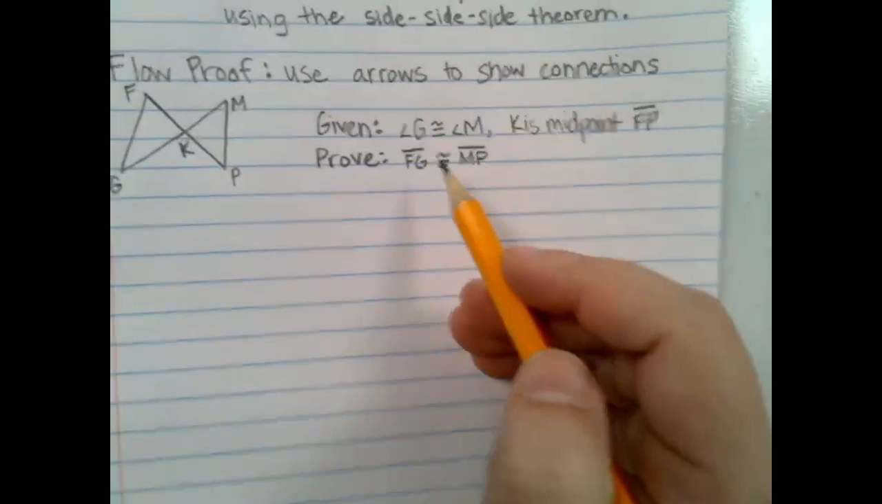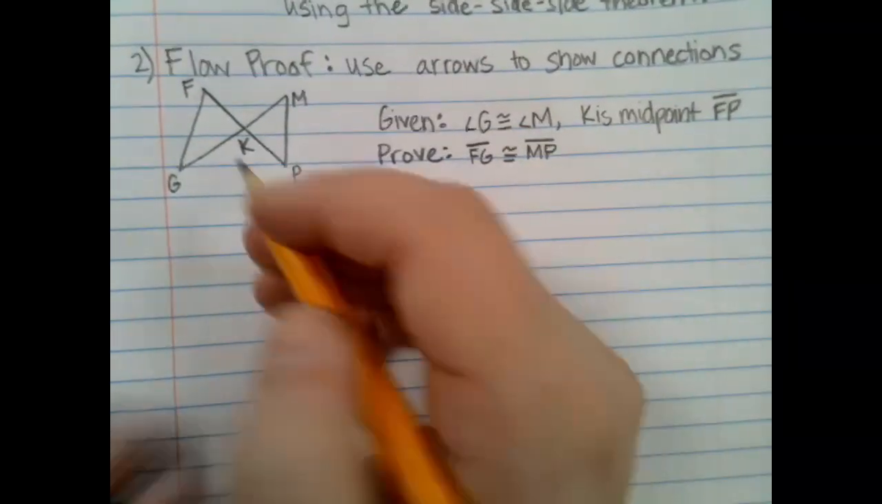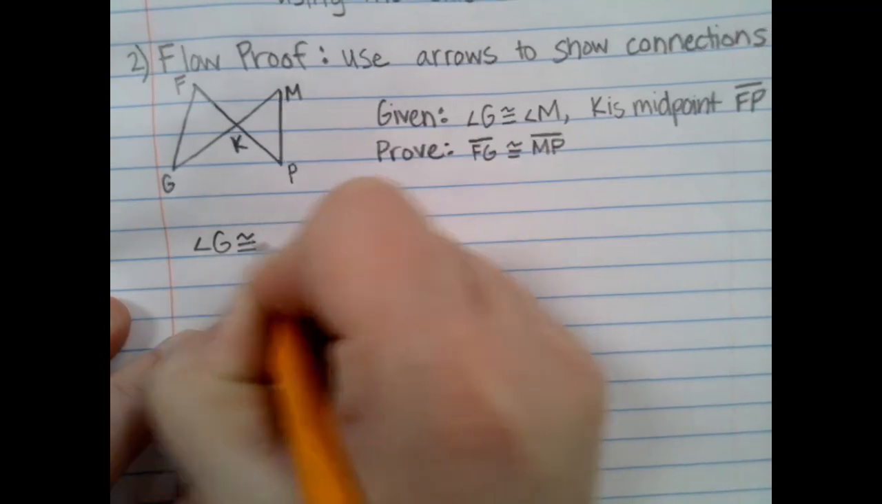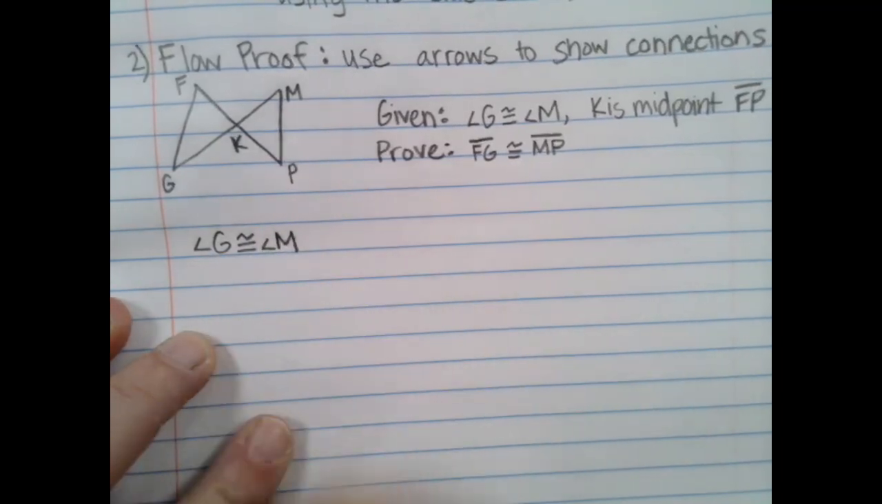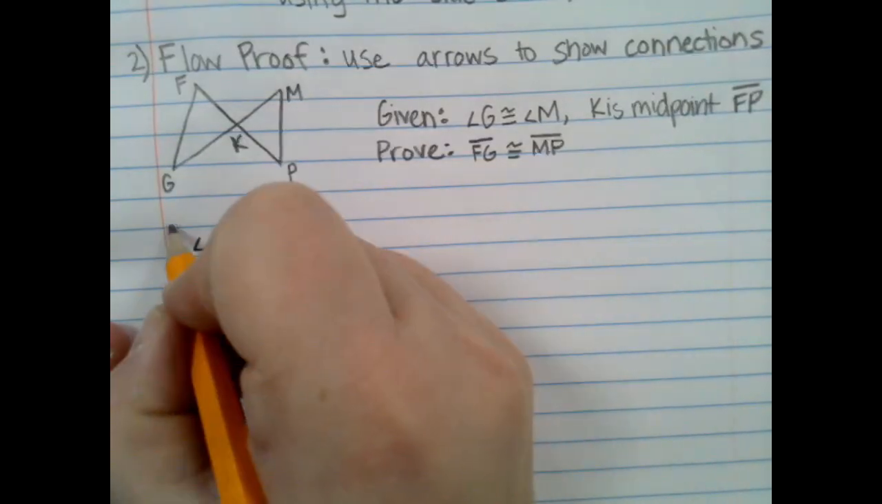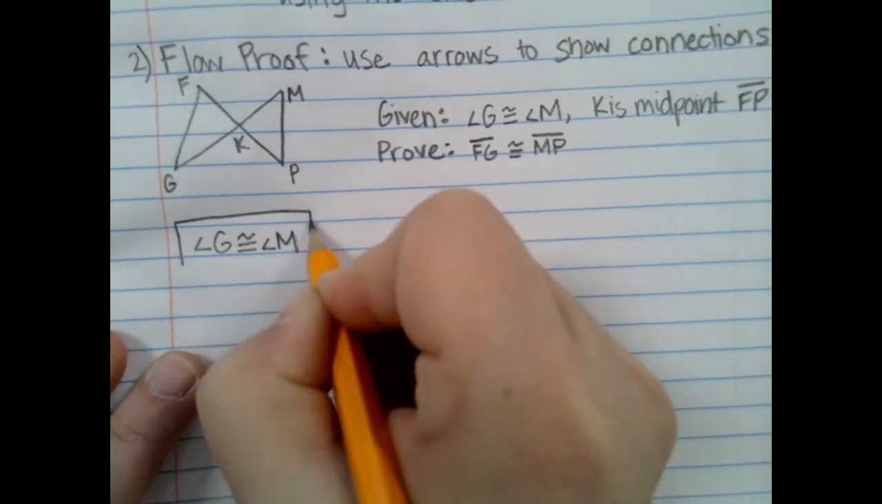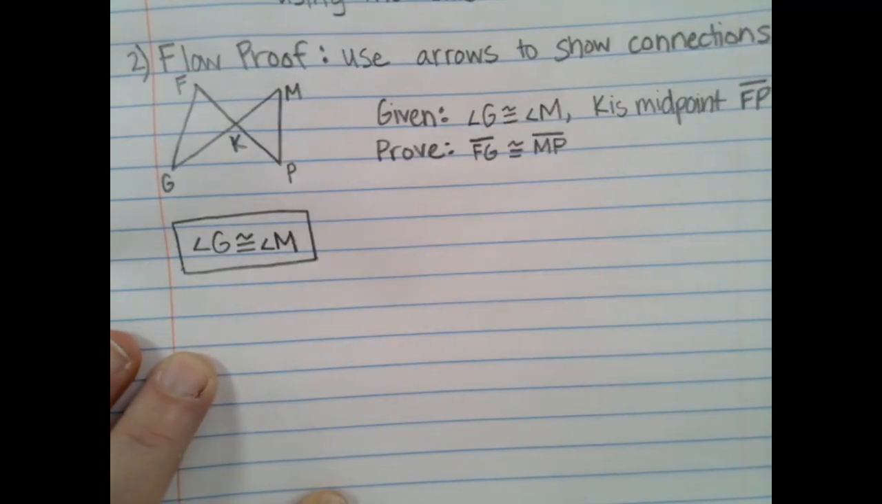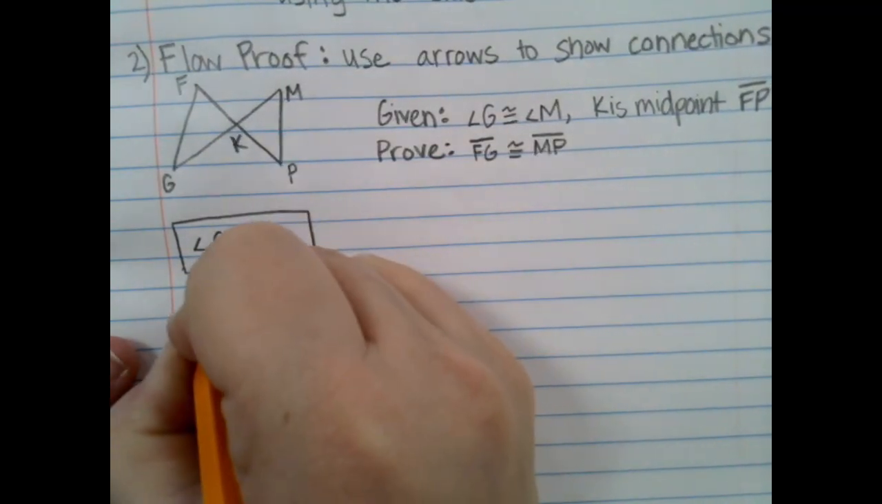So I'm going to start with my given. Angle G is congruent to angle M, and I'm going to write it off to the side here. Now when we do a flow proof, our statements get put into boxes. So I'm going to box that. And then our reason goes below it, just written a little bit smaller underneath. So that's our given.